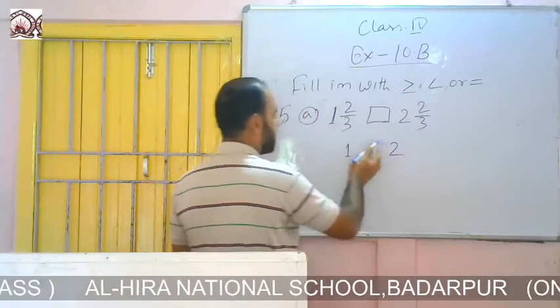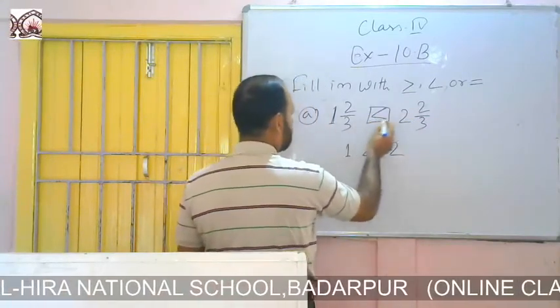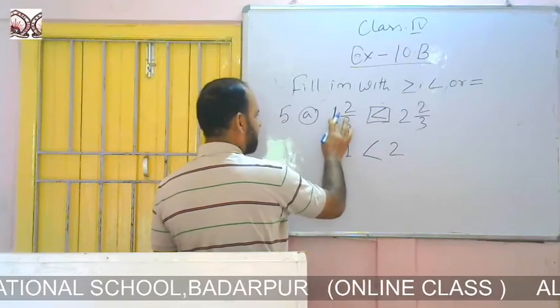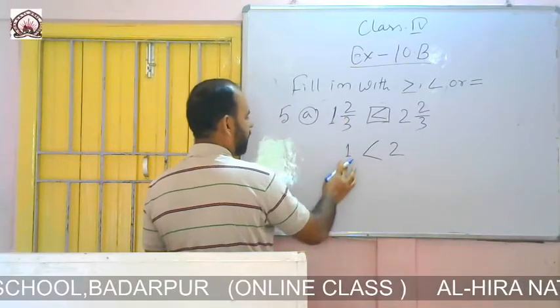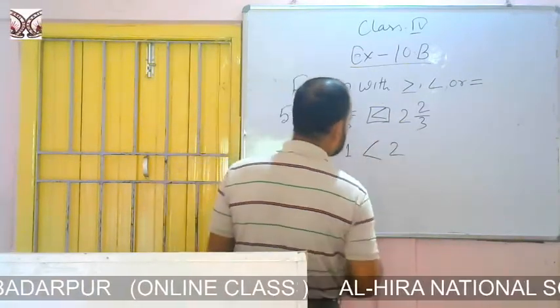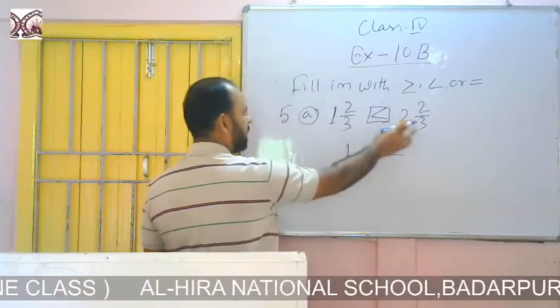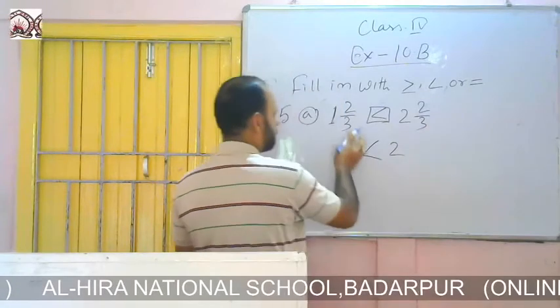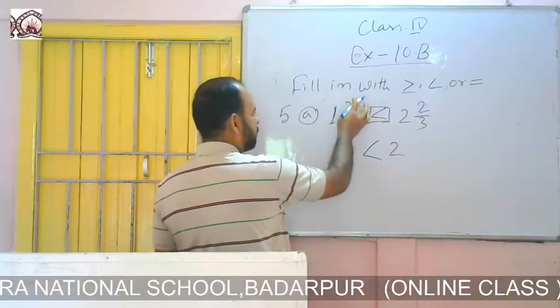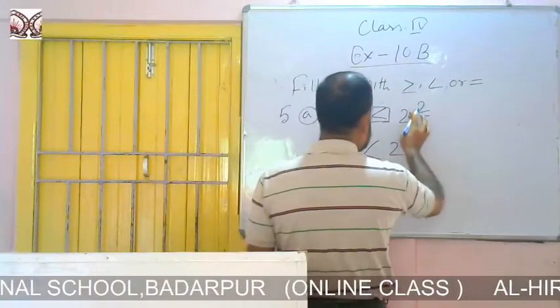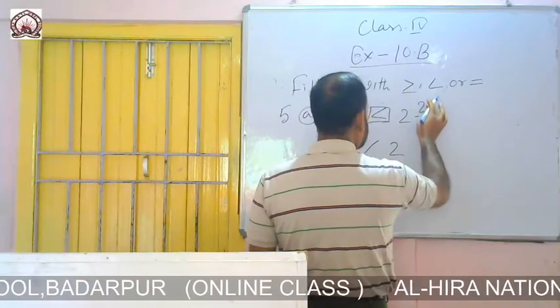So here we write less than, because the integral parts are 1 and here 2. First we compare the integral parts. So here the integral part is big, this one is small, so this fraction is big. 1 2 by 3 is less than 2 2 by 3.